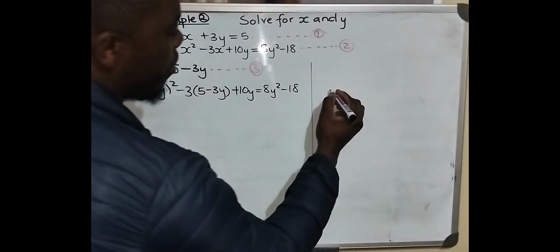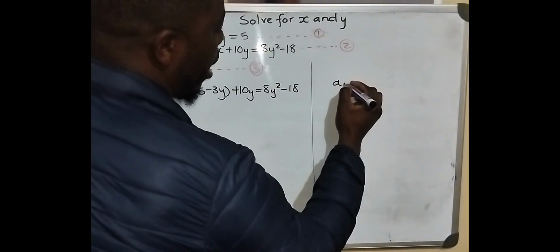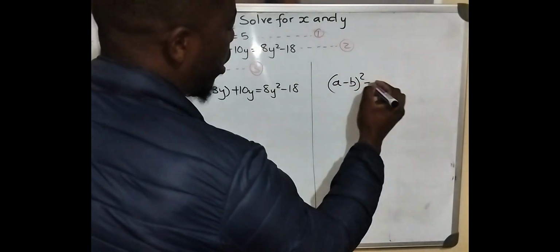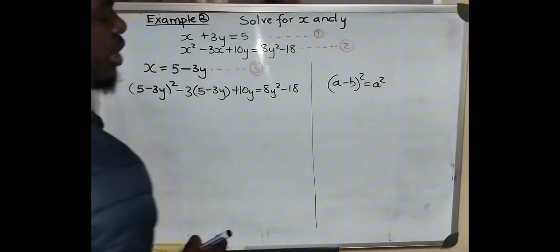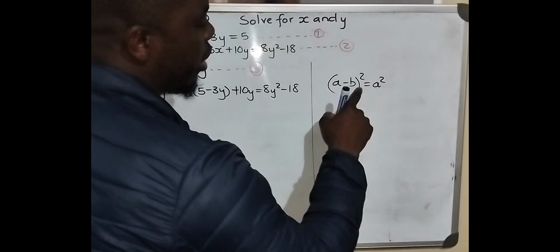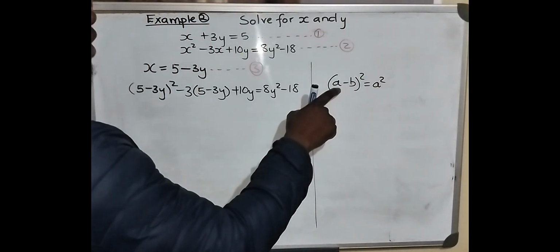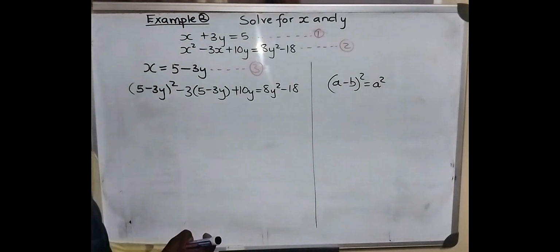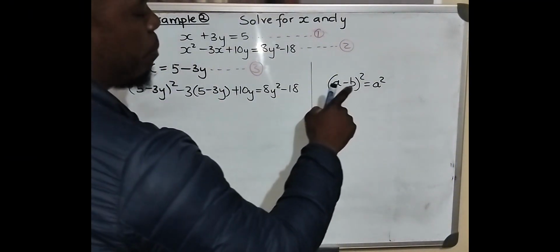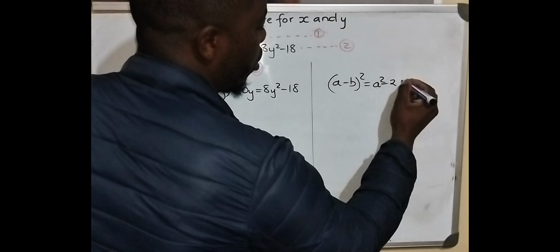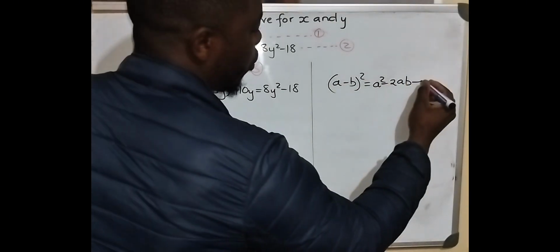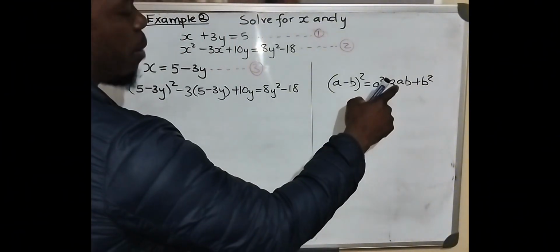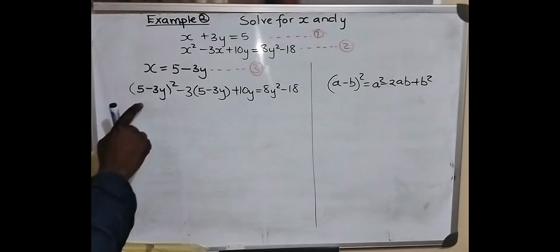Remember, if you have a minus b all squared, what you obtain is a squared, you square the first term, the first variable, and you multiply this twice. A times negative b, negative ab, a times negative b, negative ab, you obtain negative 2ab. Then you square the last one, negative b squared, you're going to obtain b squared. So we are going to apply this here.